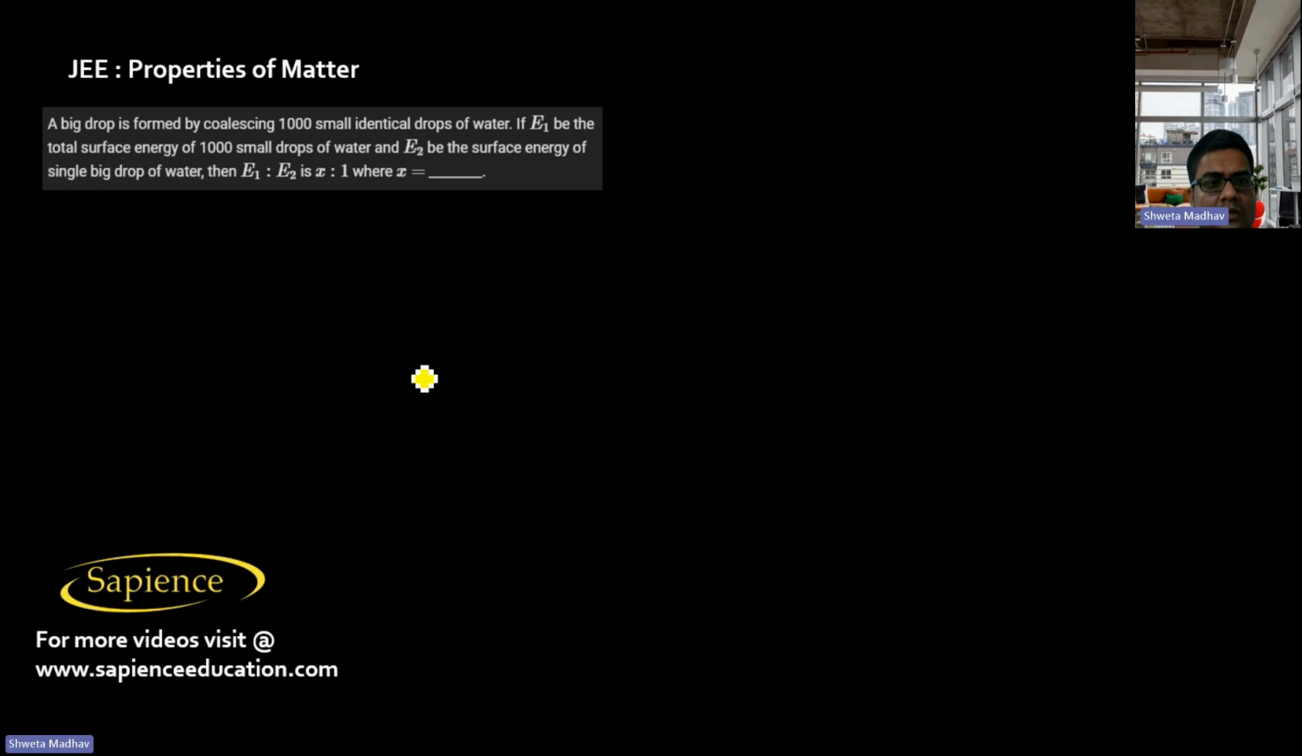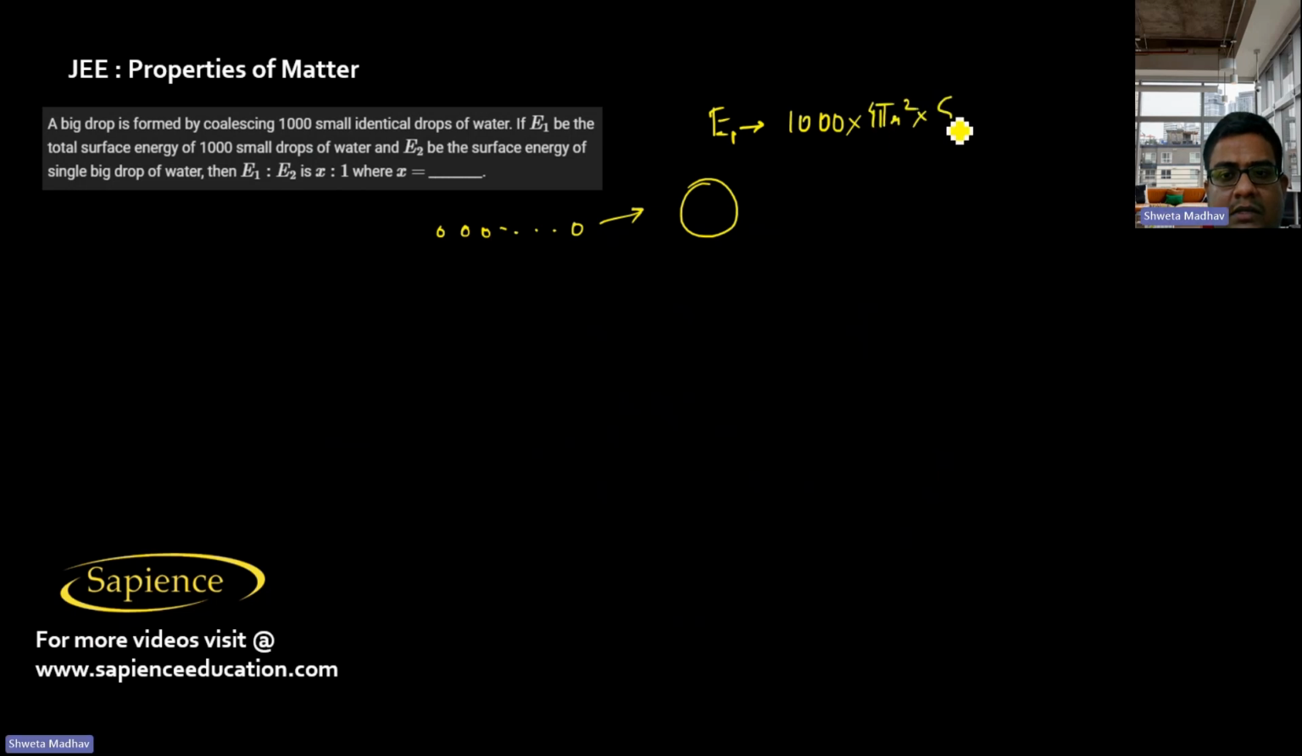Then here it is told a big drop is formed by coalescing 1,000 small identical drops of water. So if E1 be the total surface energy of 1,000 small drops of water, the total surface energy of 1,000 small drops of water will be 1,000 into 4 pi r square into S, where S is the surface tension.